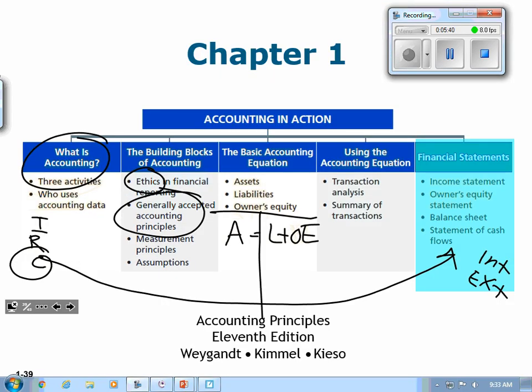Today we are going to focus on that the financial statements are very much the communication side of the I, the R, and the C. We identify, we record, and now we tell the money story to both our internal and external users.